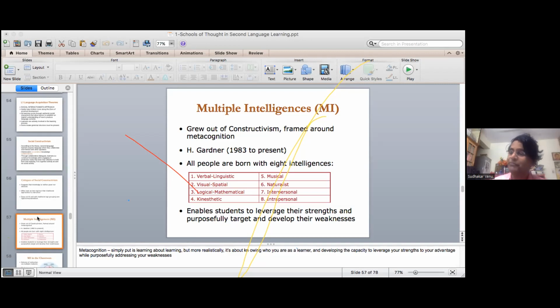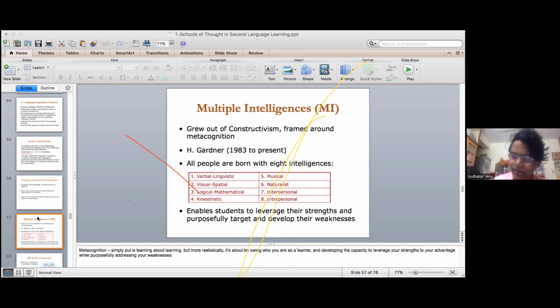But anyhow, a beautiful book was published with the title Gardner Under Fire, where many critics published their papers and argued against Gardner. And the last chapter, where Gardner answered all these critiques and came out with his own account of multiple intelligence theory.